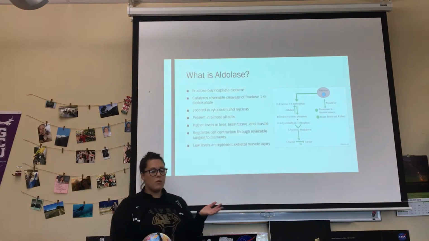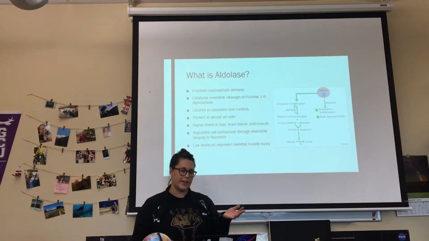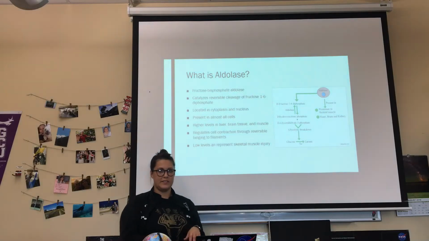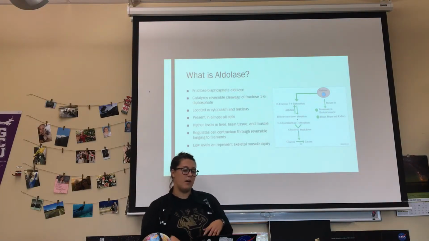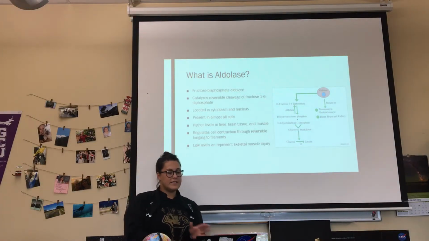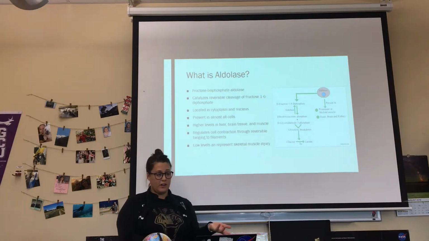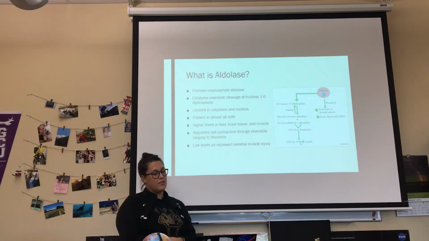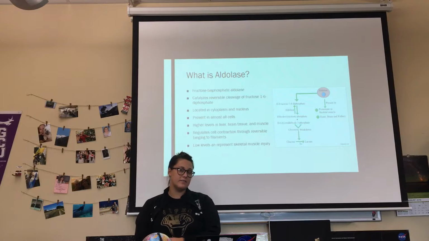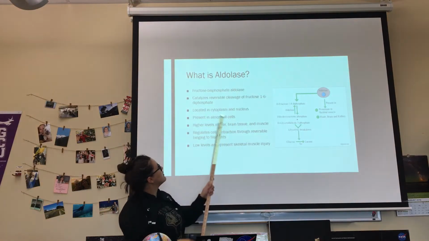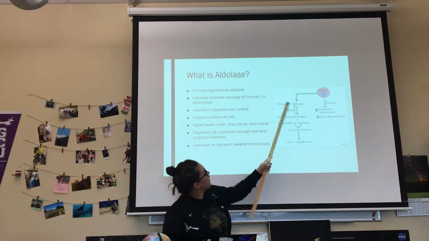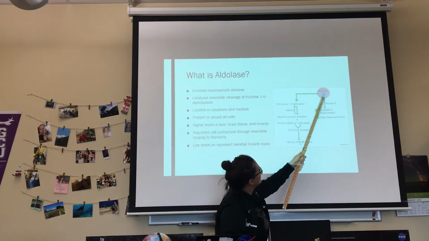So focusing on one specific part of glycolysis is what we're going to do for the remainder of this presentation, and that is aldolase. Aldolase is a part of glycolysis. It is also known as fructose bisphosphate aldolase. So here you'll see that. You'll see it right here. You'll see it over here. So aldolase right there.